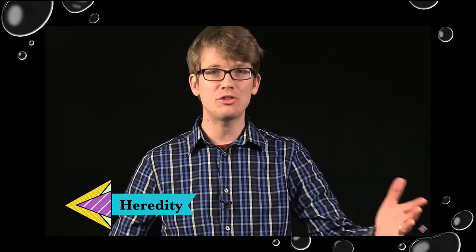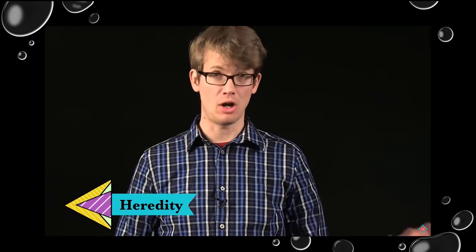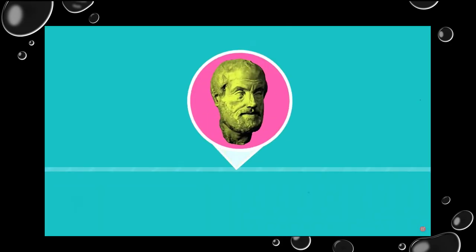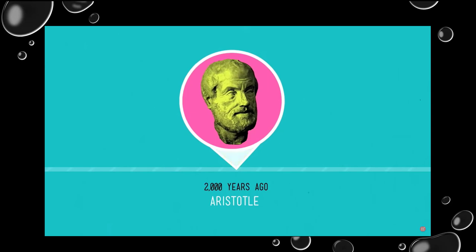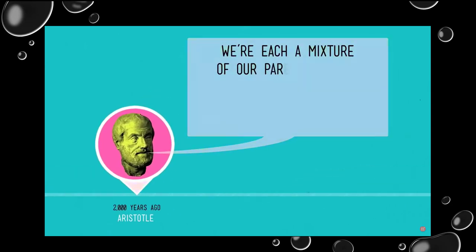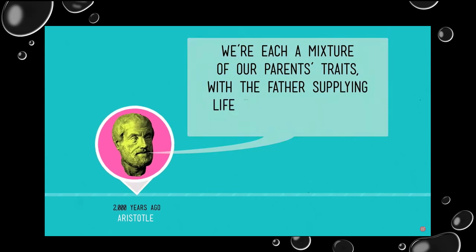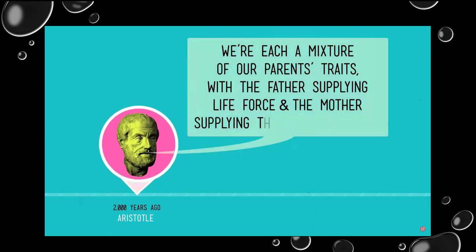Heredity. It's basically just the passing on of genetic traits from parents to offspring. And like John said, the study of heredity is ancient, although the first ideas about how the goods were passed on from parents to kids were really wrong. For instance, the concept that people were working with for nearly 2,000 years came from Aristotle, who suggested that we are each a mixture of our parents' traits, with the father supplying the life force to the new human, and the mother supplying the building blocks to put it all together. Aristotle also thought that semen was like highly purified menstrual blood, which is why we still refer to bloodlines when we're talking about heredity.